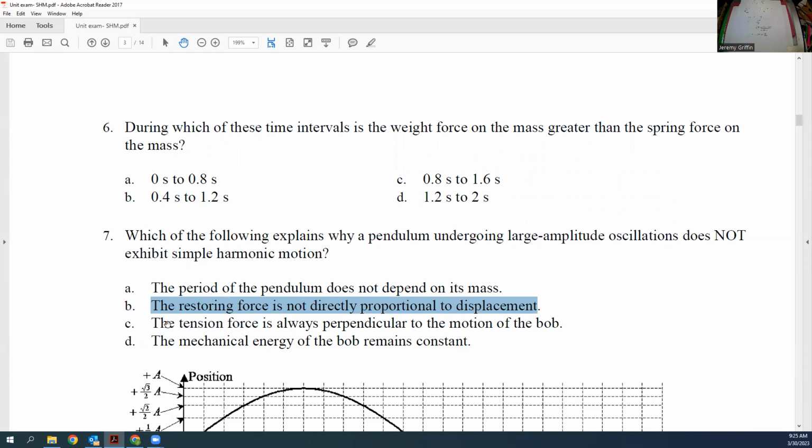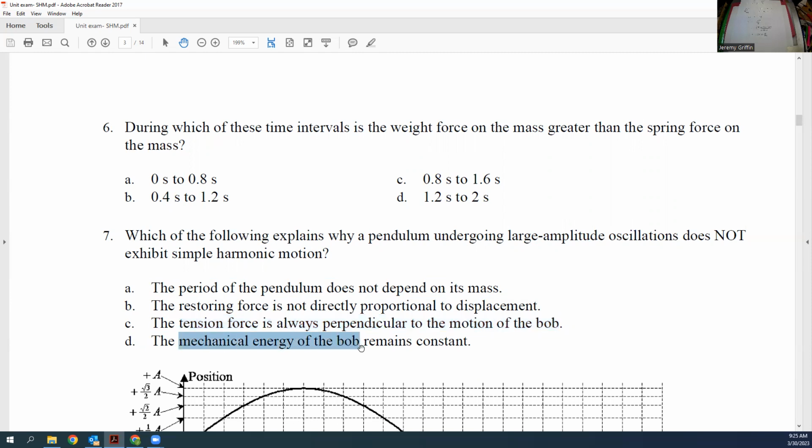That might be what they're looking for. I don't actually know, but let's put a pin on that one. Right, the tension force is always perpendicular to the motion of the bob. Right, now that's closer to being true when it is at those small angles. So that would be less and less true the more you pull it away from the vertical.